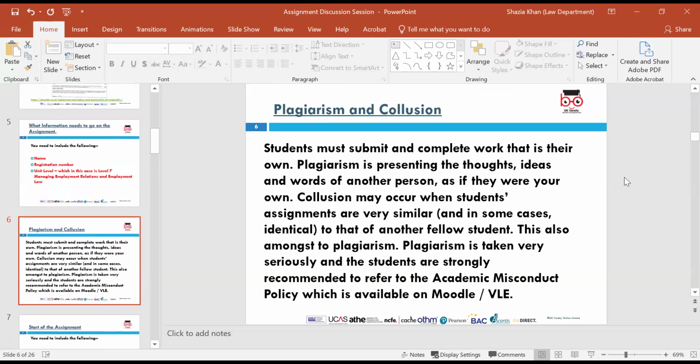Plagiarism and collusion, and I will keep reiterating that. It's really, really important you do not plagiarize your work. Students must submit and complete work that is their own. Plagiarism is presenting the thoughts, ideas and words of another person as if they were your own. Collusion may occur when students' assignments are very similar and in some cases identical to that of another fellow student. This is also akin to plagiarism. Plagiarism is taken very seriously, and students are strongly recommended to refer to the academic misconduct policy, which is available on Moodle, which is a virtual learning environment.